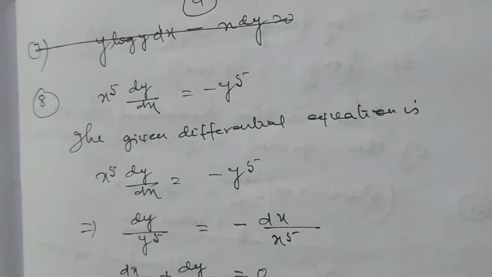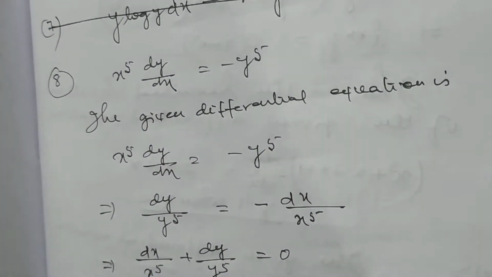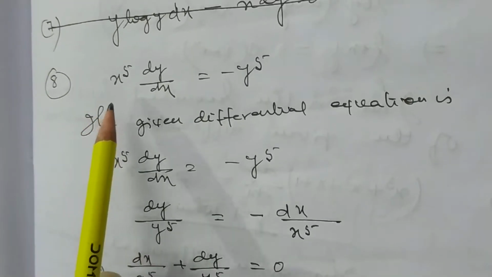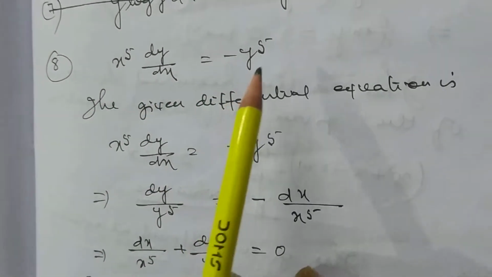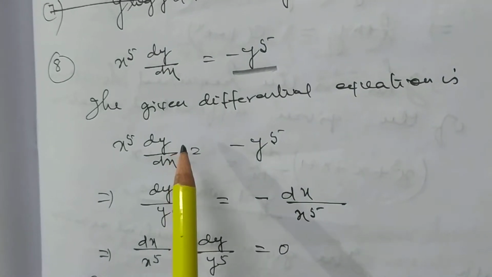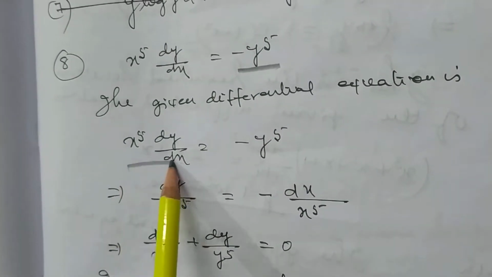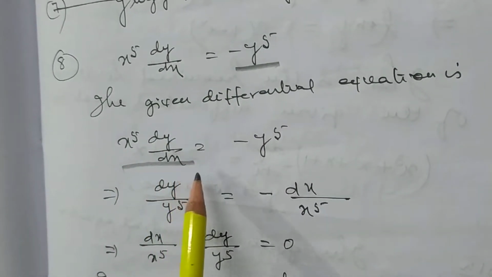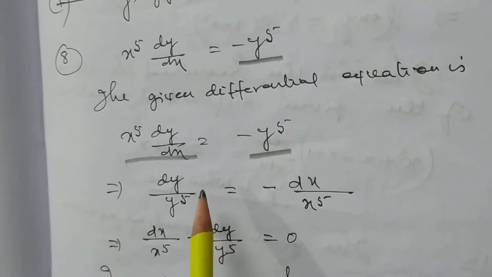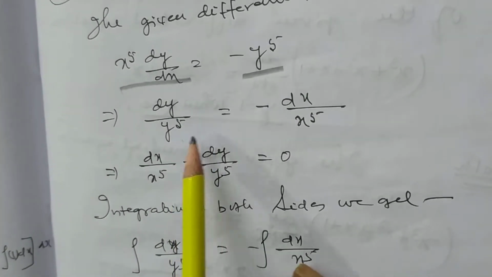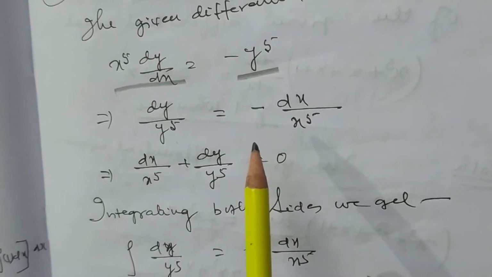Now, my dear student, I want to discuss problem number 8. X to the power 5 dy by dx is equal to minus y to the power 5. The given differential equation is of the form x to the power 5 dy by dx is equal to minus y to the power 5. So dy by y to the power 5 is equal to minus dx by x to the power 5.